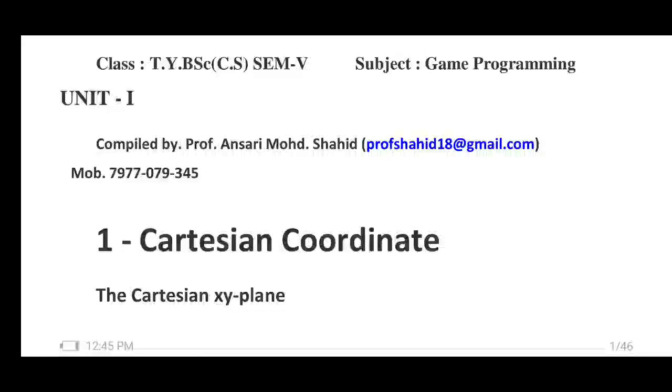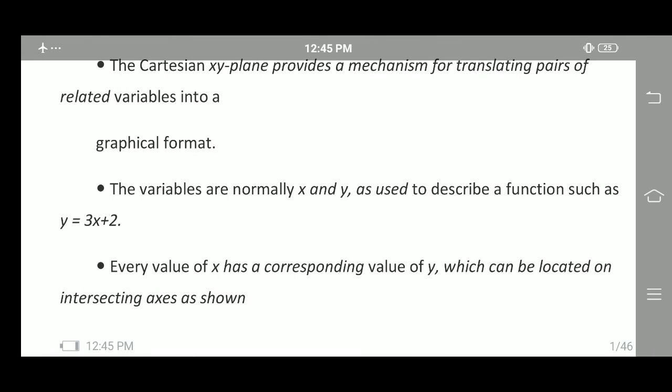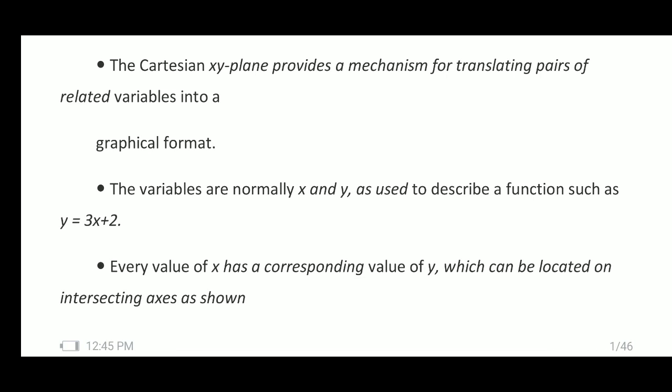Good morning, students. We'll be starting with chapter 1 of Unit 1, that is Cartesian coordinates. The first topic in Cartesian coordinates is the Cartesian xy plane. So, when we talk about the Cartesian xy plane, how does it provide a mechanism?